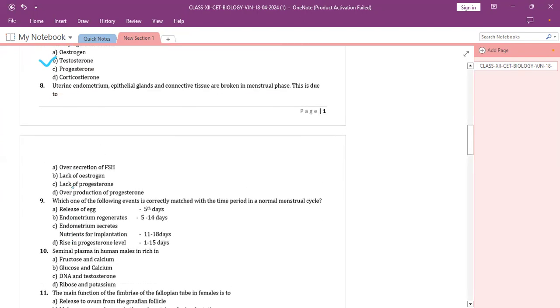Eighth one, the uterine endometrium, epithelial glands, and connective tissues are broken in the menstrual phase. This is due to A. Oversecretion of FSH, B. Lack of estrogen, C. Lack of progesterone, D. Overproduction of progesterone.